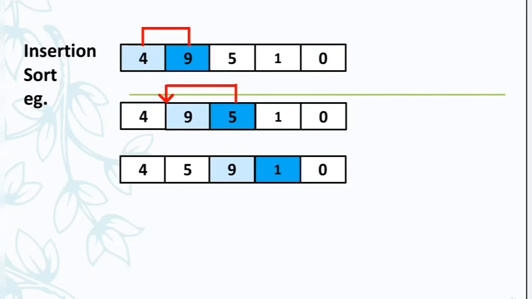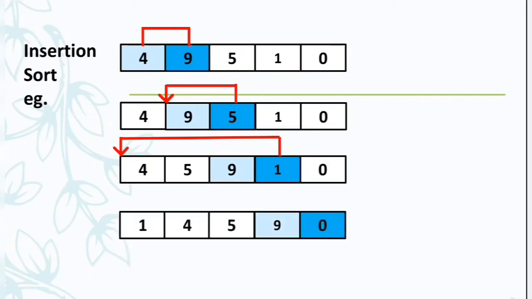Again, in this case now the key value is 1. Looking at the left part, we can say that 1 must be inserted at the 0th index position. So the element 1 is placed at the 0th index position, and again the leftmost part has become the sorted part.